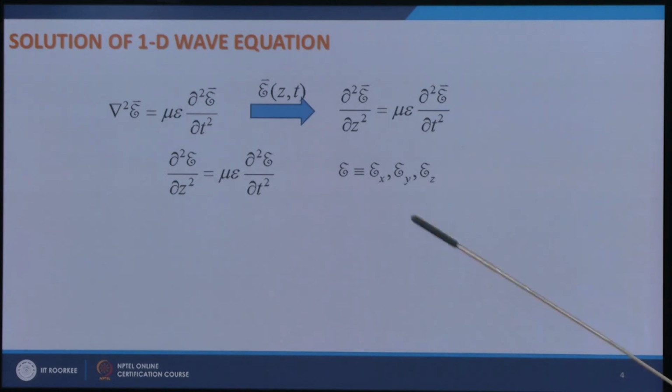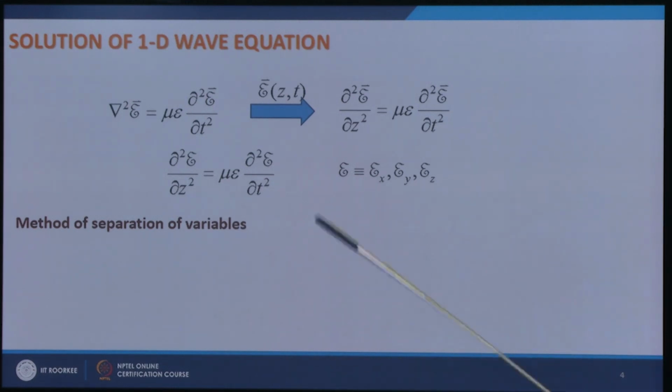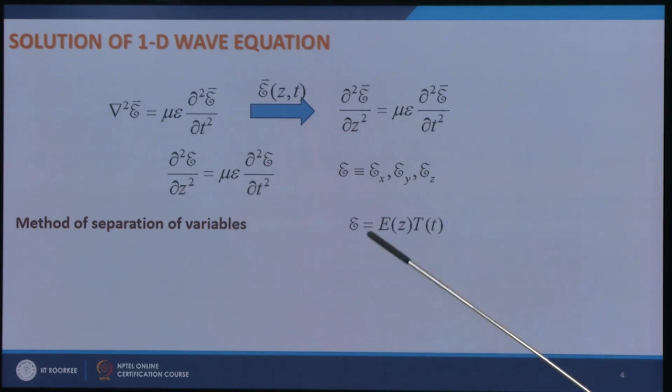So, now I need to solve this equation. How do I solve it? Well, since E is a function of z and t, and I also see that mu epsilon is independent of z and t, I can use the method of separation of variables. What is the method of separation of variables? I can represent E of z, t as E of z times T of t. So, I separate them out.